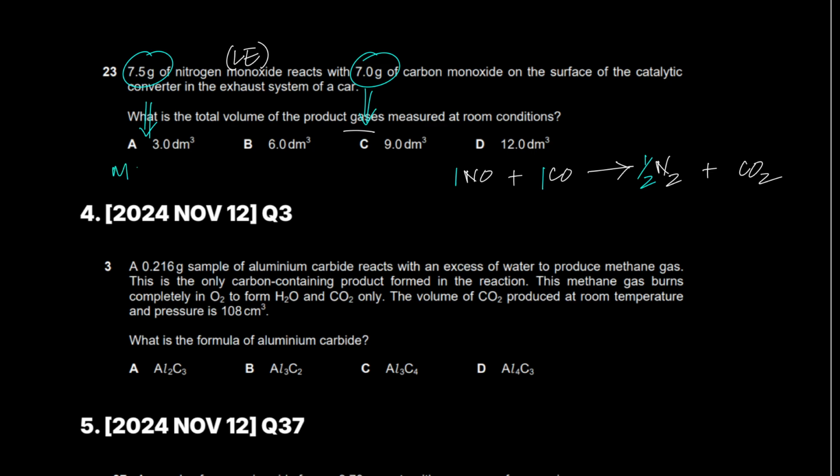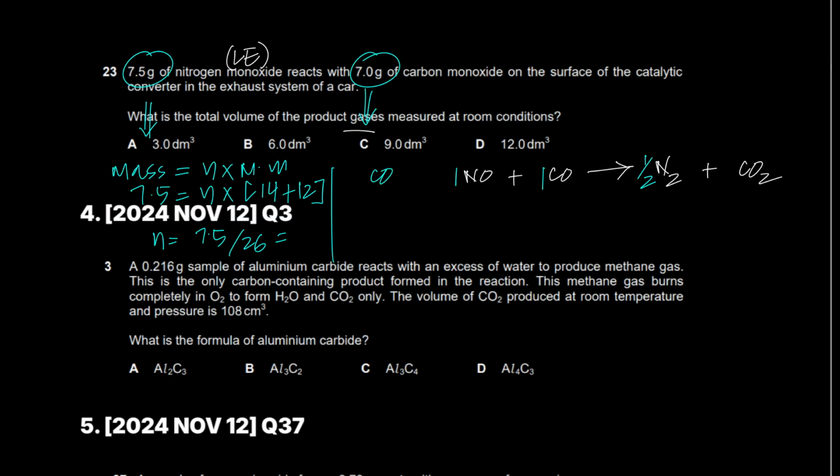So mass equals mole times molar mass. Right, mass of nitrogen monoxide is 7.5. Moles of nitrogen monoxide I have to find. Molar mass of nitrogen monoxide, nitrogen is, sorry, nitrogen 14, oxygen 16. N is equal to 7.5 divided by what? 26. What do we get here? And similarly, for carbon monoxide, how do we calculate it? Again, mass equals mole times molar mass. Mass is given, equals mole times molar mass, which is what? 12 plus 16, which is 28, right?